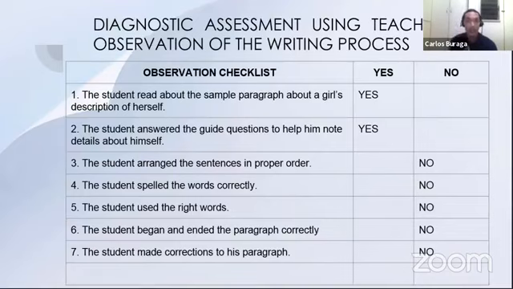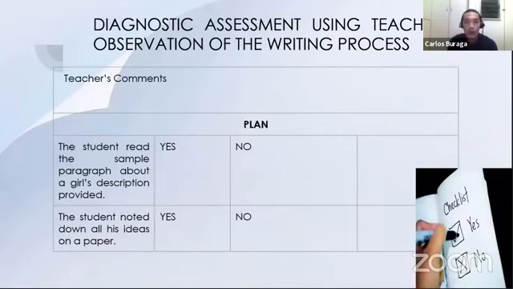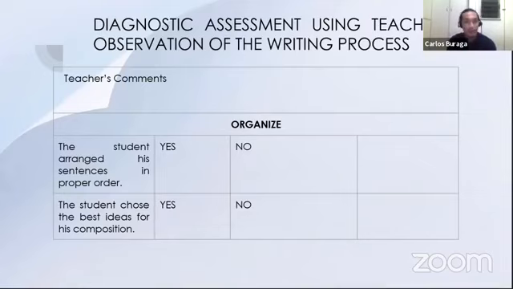All right? Using the teacher observation checklist of the writing process. Now, if you want to make it more detailed or specific, we can pattern our tool after the one I presented earlier, the POWER. We have planning, organizing, writing, editing, and revising. So here in planning, does the student struggle in planning? What strategies did he use? Okay, you can also do it this way to make it more detailed or specific.